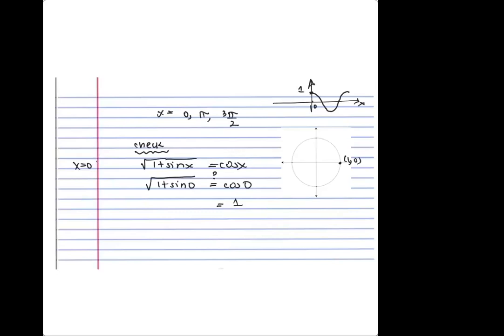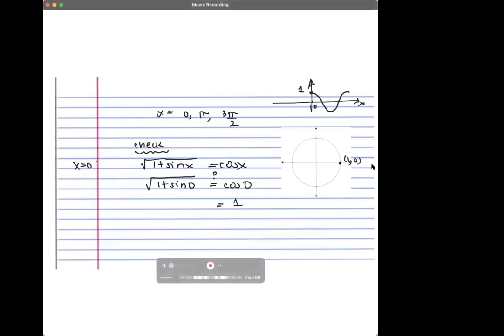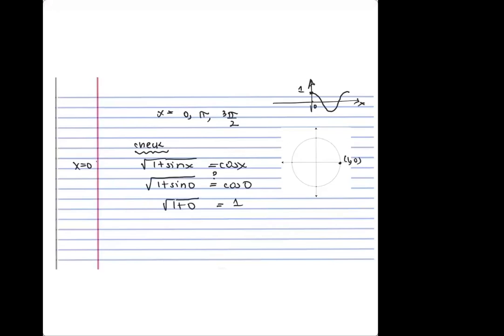All right. So you get 1 plus the sine of 0. The sine of 0 is asking you for the y value of the ordered pair right here. So the y value of the ordered pair is 0. So you get the square root of 1 equal to 1. It's true. So x equal to 0 is good to go.